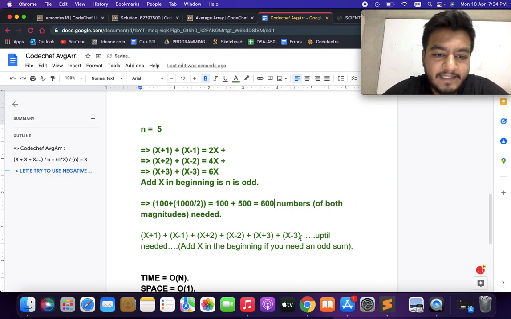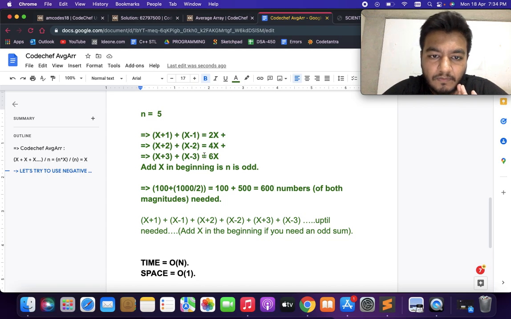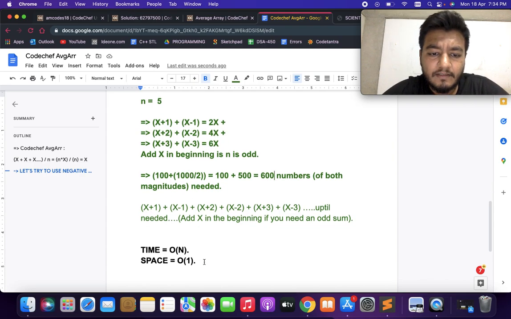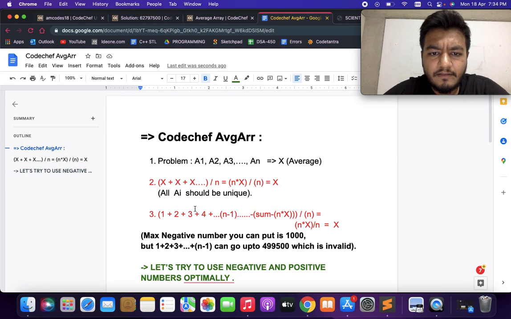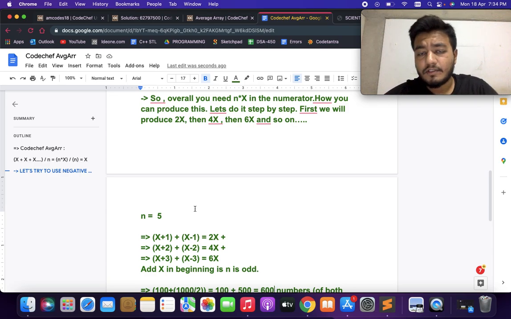So this is why this technique works, and the time complexity is big O of n, because to produce 4x you need 4 steps, to produce 6x you need 6 steps. To produce nx you will need n steps, and we are not using any extra space, so space is constant. So I think that is pretty much it for this problem. You had to use the positive and the negative numbers optimally to get to the solution.